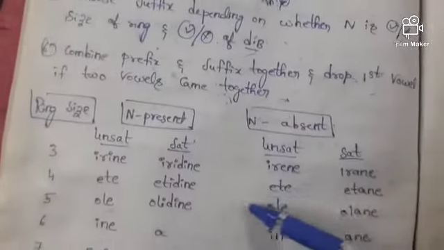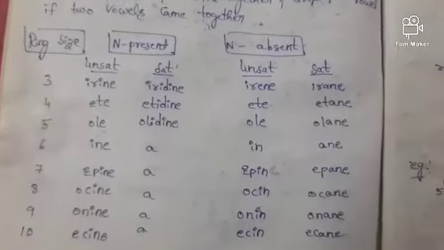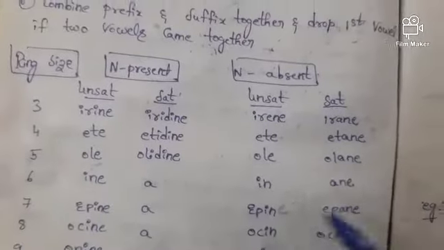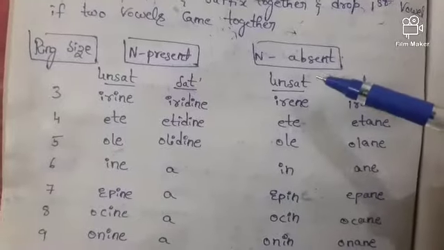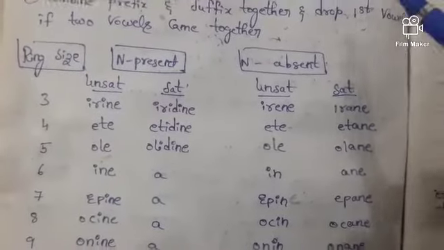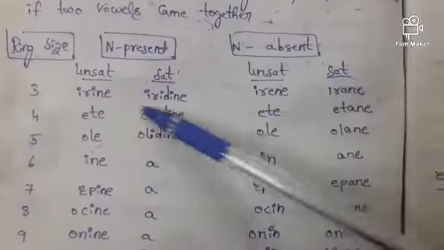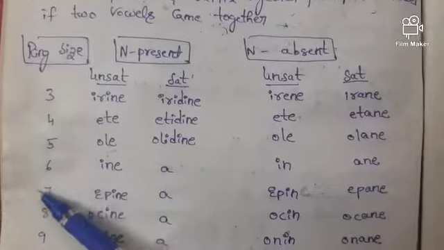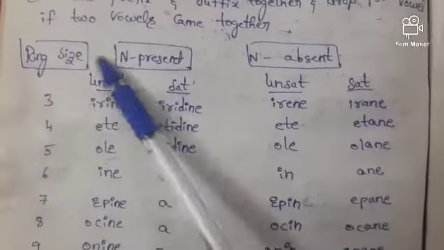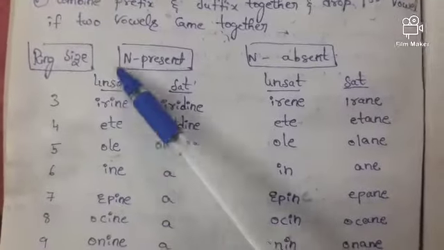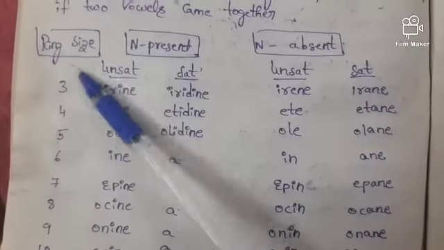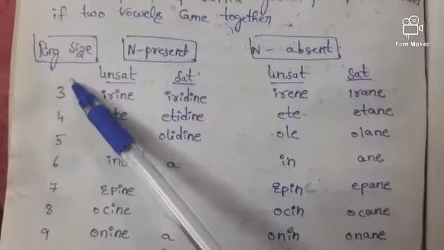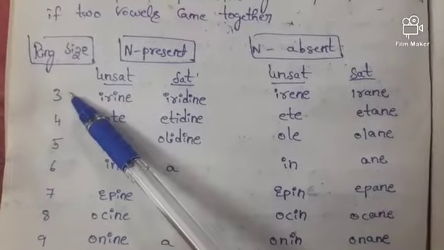Next, friends, these are the suffixes. I already told you that the suffix should be chosen based on the ring size, whether nitrogen is present or absent, and whether the ring is unsaturated or saturated. Try to remember these, at least up to 6-membered ring size, because these are the most important. This is the 3-membered ring, which means the ring has 3 atoms. This 3 is not only for the carbons.